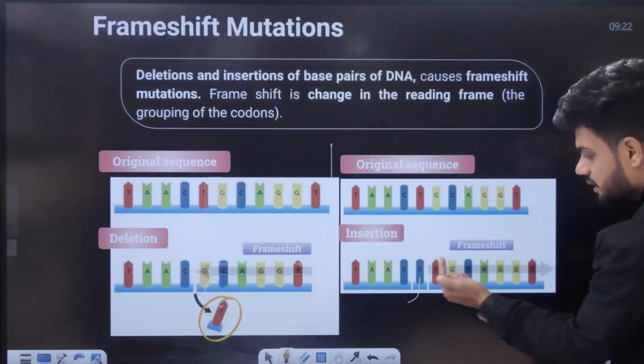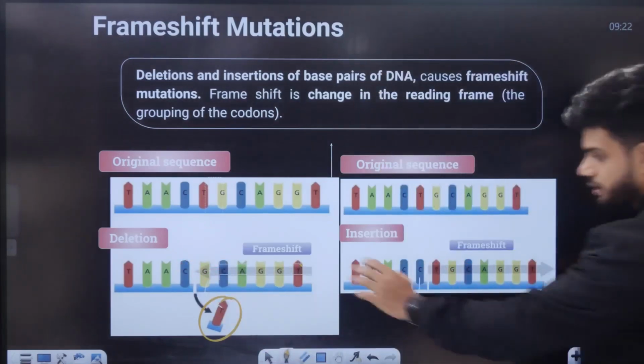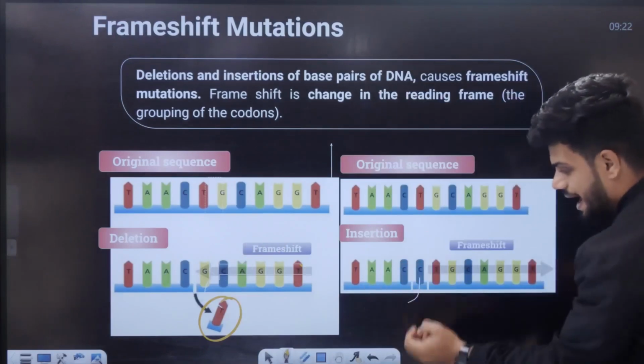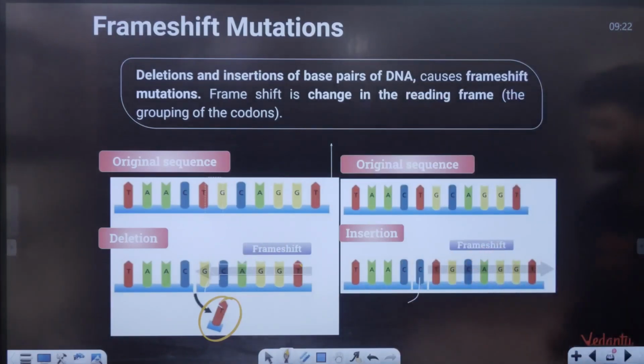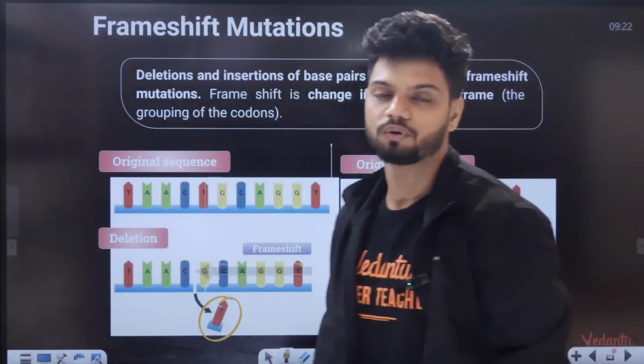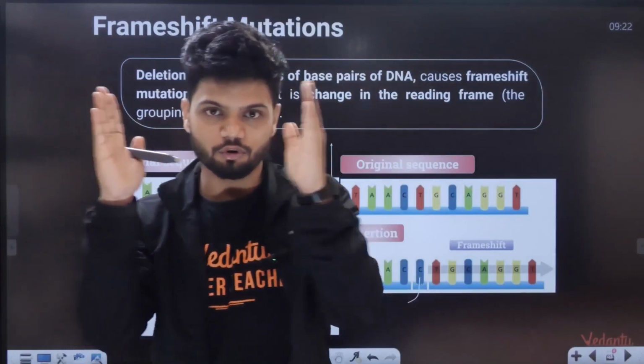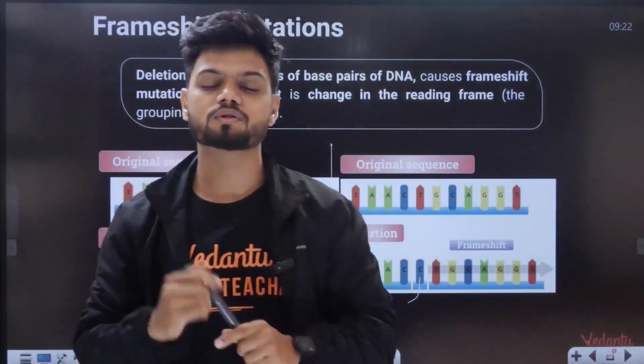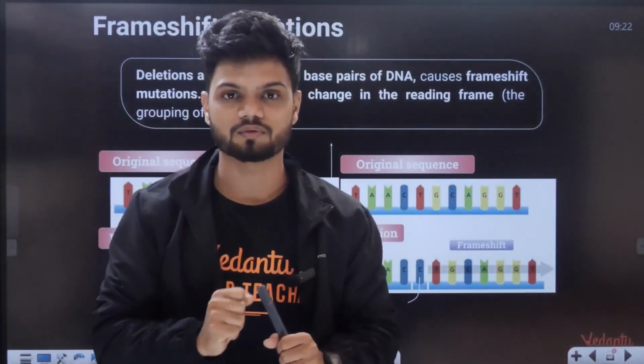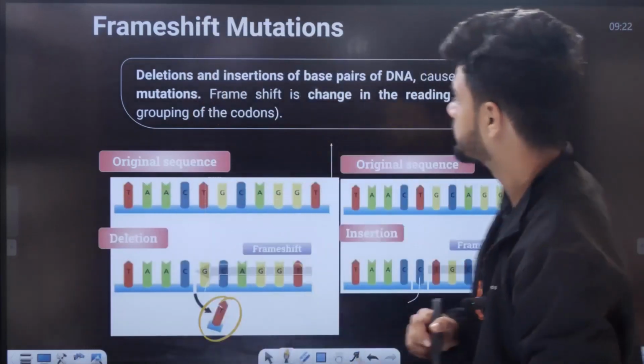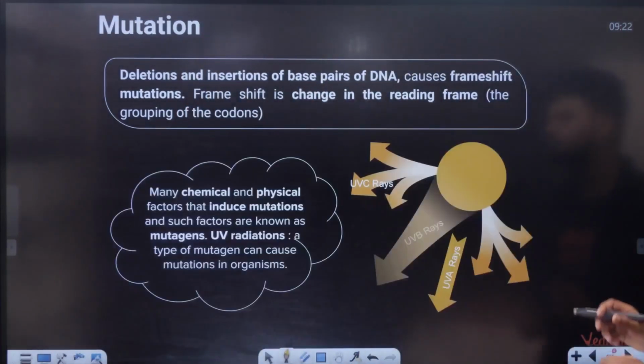Now, what if I add something? Then it will move this side. So if I remove, it moves forward; if I add something, it moves backwards. That is called your frame shift mutation. The entire frame is moving forward or backward because of addition or removal of something, not replacing. That is called frame shift mutation and point mutation.